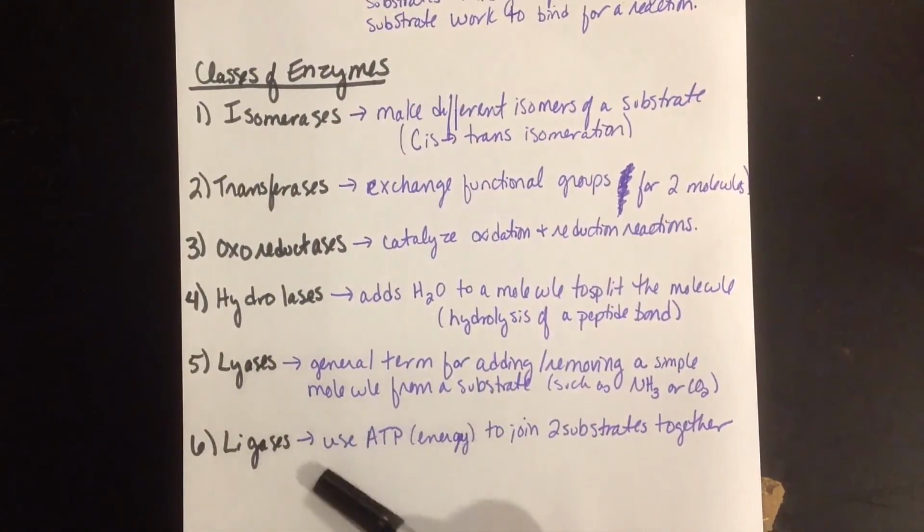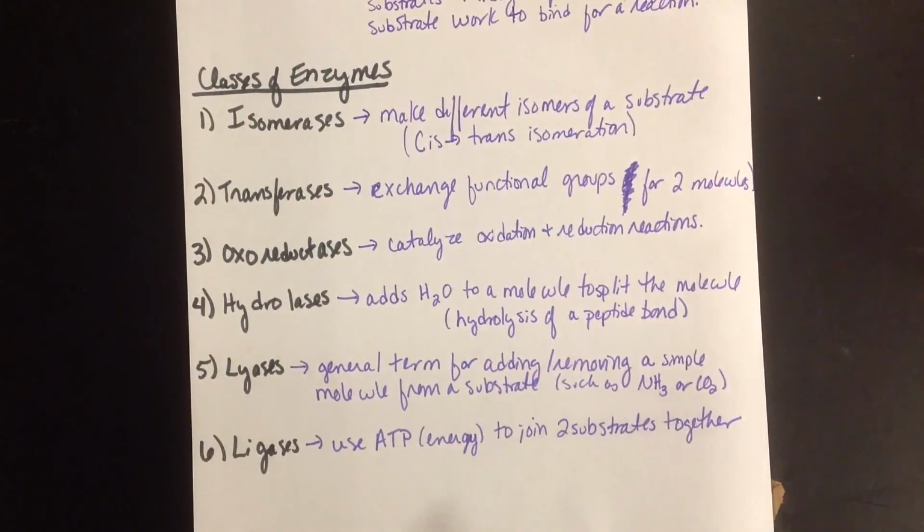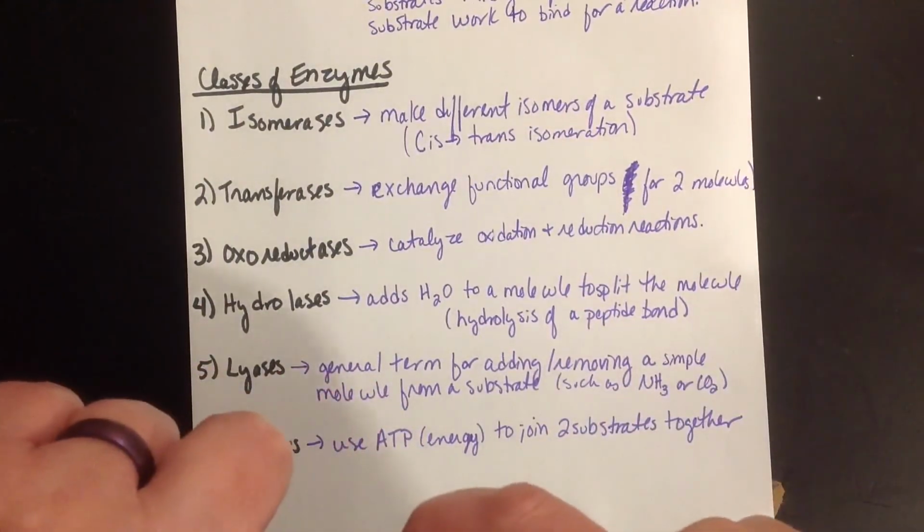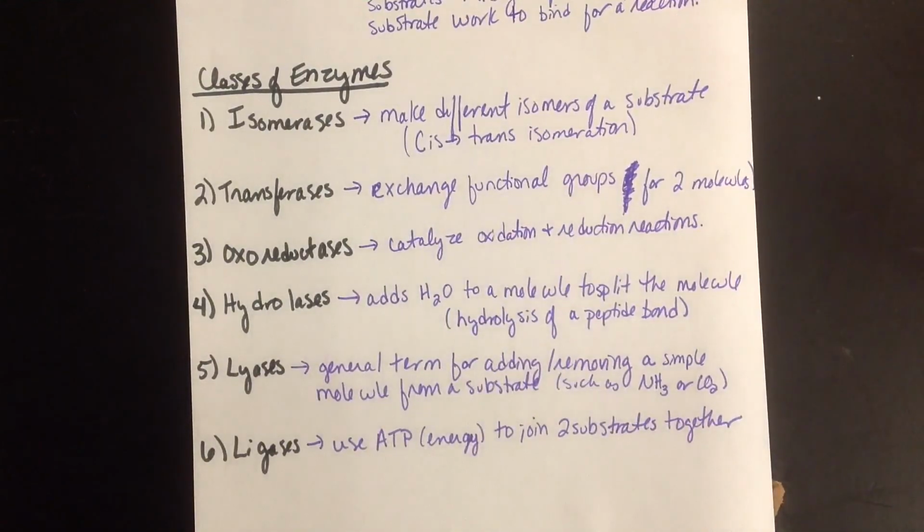And next, these two sound a lot alike, so let's go with this. Lyases basically add or remove a simple molecule within the substrate. So this is like adding an H3 or adding CO2, okay? Ligases use ATP energy, adenosine triphosphate energy, and these join two substrates together. Ligases form things together, and lyases are basically a special form of where something is being removed or put in there. Okay, I hope that made sense.